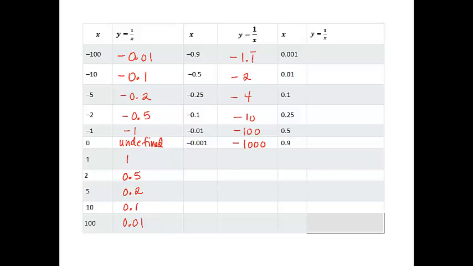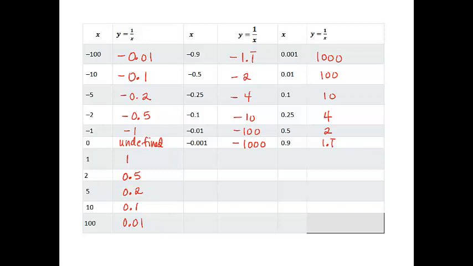And in a similar fashion, if we substitute in the positive values, 1 divided by 0.001 is 1000. 1 divided by 0.01 is 100. 1 divided by 0.1 is 10. 1 divided by 0.25 is 4. 1 divided by 0.5 is 2. And 1 divided by 0.9 is 1.1, repeating.